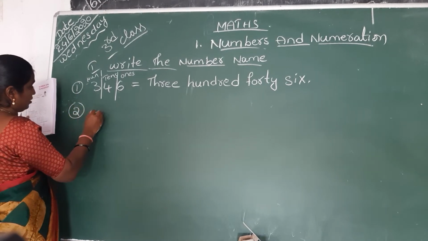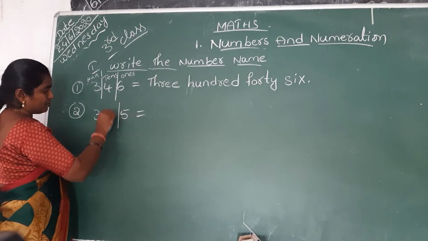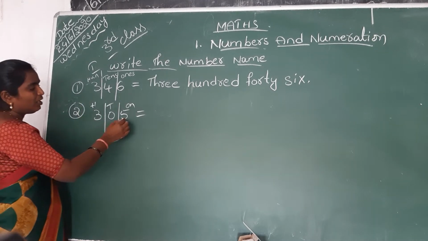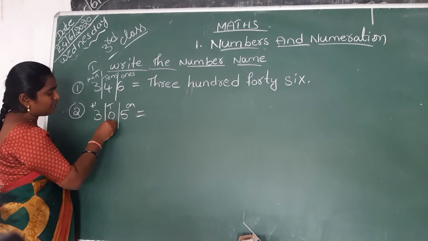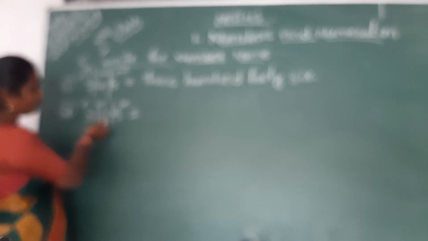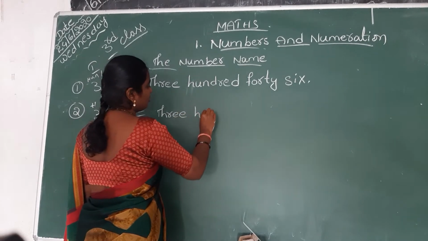Next I am explaining the second problem, 305. Again you have to count the place values of the number: 1's place, 10's place, 100's place. In 1's place the 5 is there. In 10's place 0 is there. So 0 is not a valuable number. Next 3 is in 100's place, so 300. In the 10's place nothing is there, so you have to leave it. So I am writing 300.